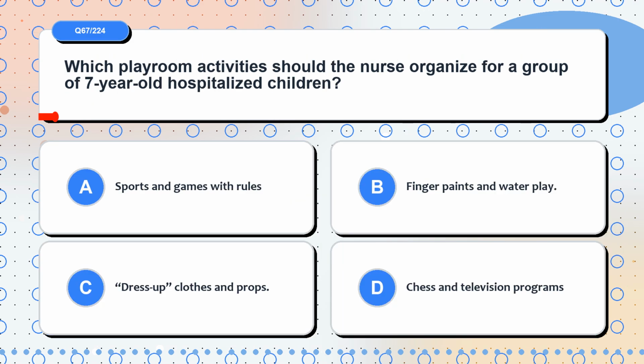Question 67. Which playroom activities should the nurse organize for a group of 7-year-old hospitalized children? Here are the options. Option A. Sports and games with rules. Option B. Finger paints and water play. Option C. Dress-up clothes and props. Option D. Chess and television programs.